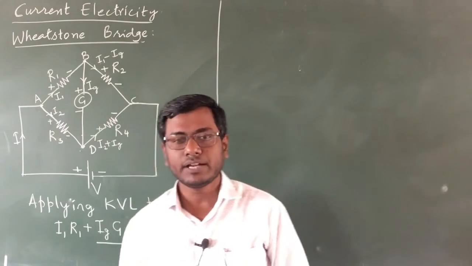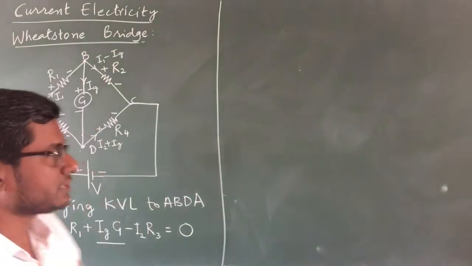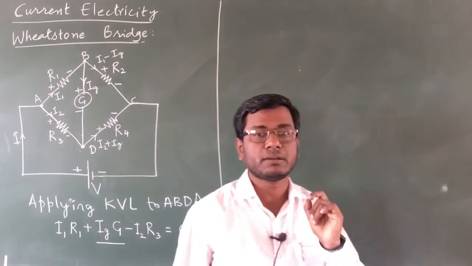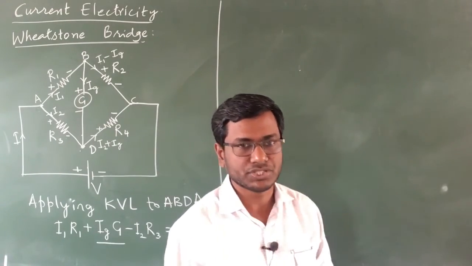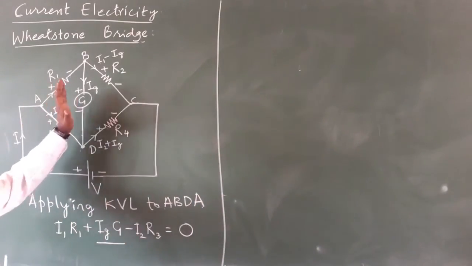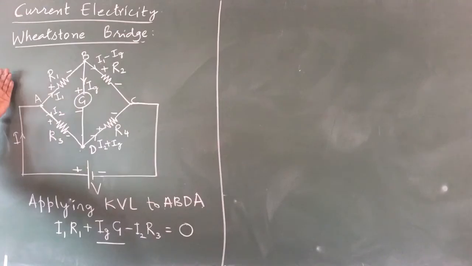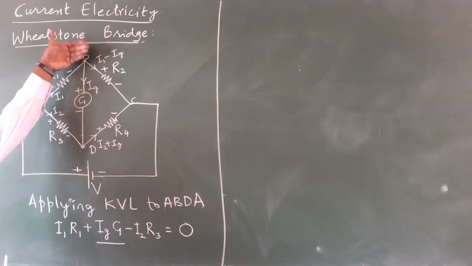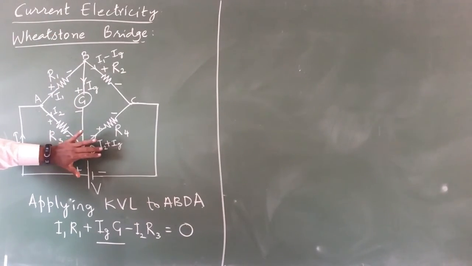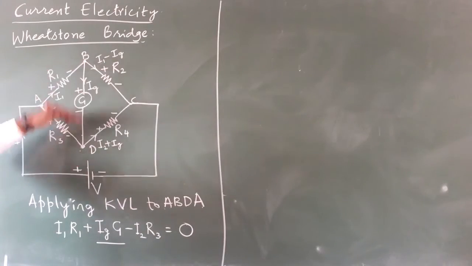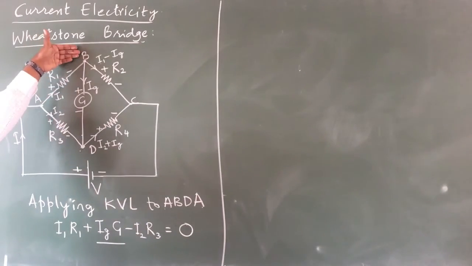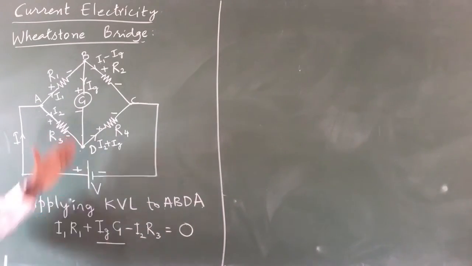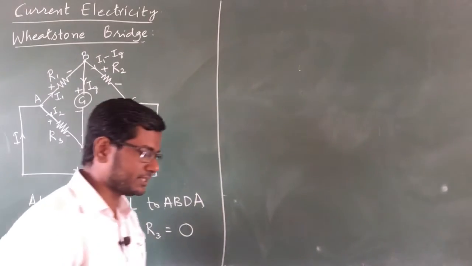So in this case, if I want the current to become 0, that means the galvanometer should give me a 0 reading. So what is that condition? It is the balancing condition of the Wheatstone bridge. So we want the bridge to be balanced. Whatever current is flowing on one side, the same current should flow to the other side. Whatever potential is present at point B, the same potential should be present at point D. Only when potential at B is the same as potential at D will there be no current flowing across the galvanometer.